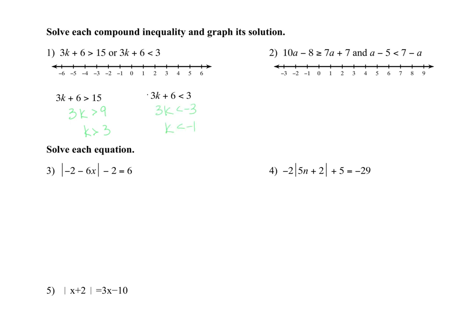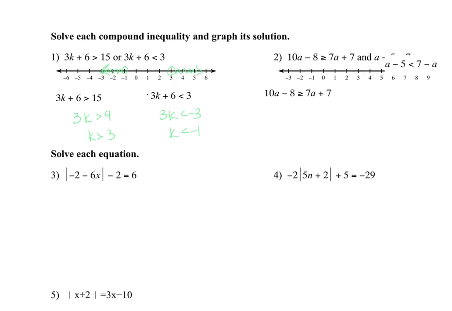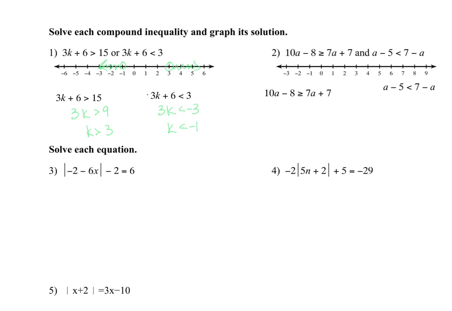K is larger than 3, so open circle, larger. K is smaller than -1, open circle, and smaller. But for your and problems, you are really answering where do they cross. And so as we do this and problem again, we're going to do it individually, just like we've been solving it.